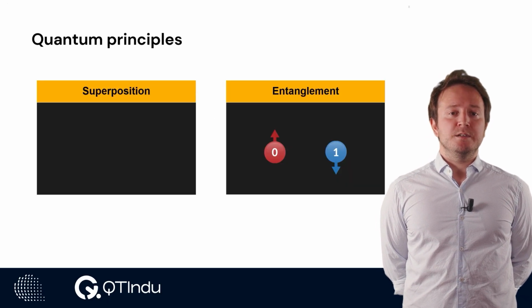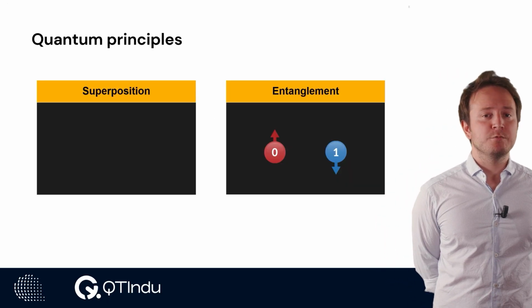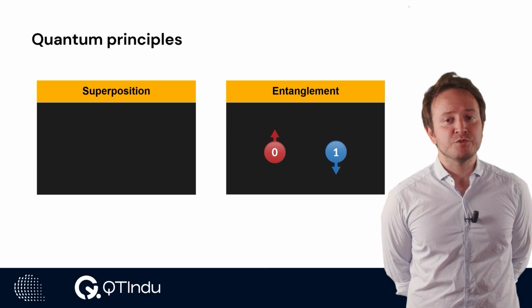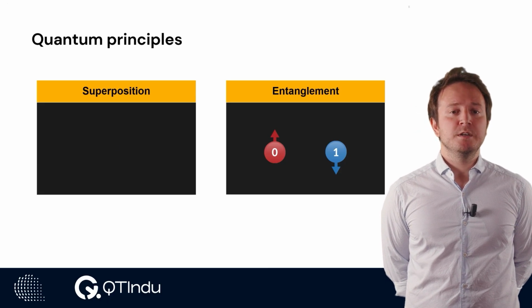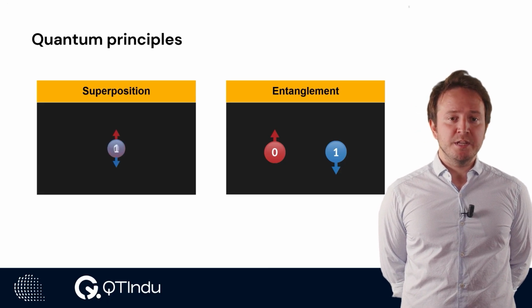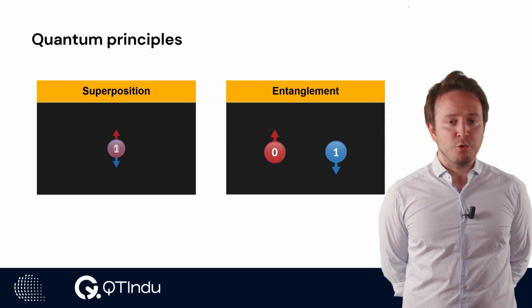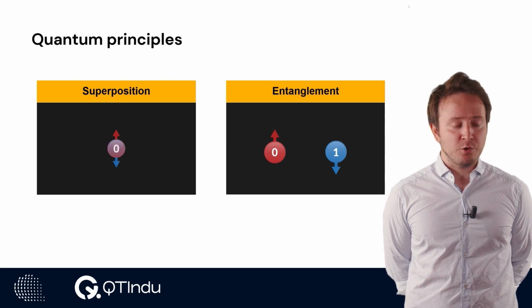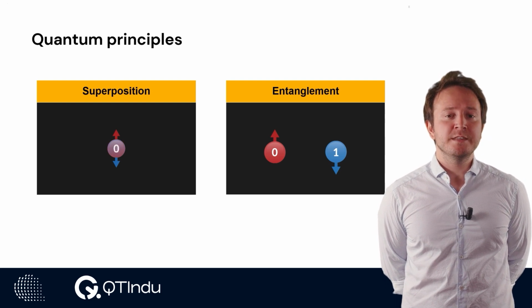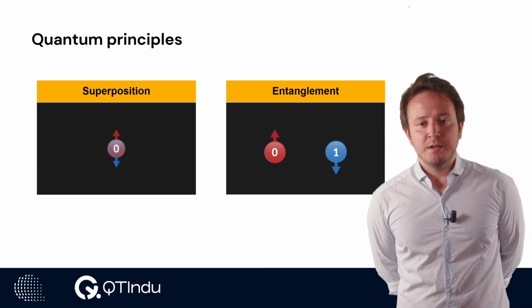Now, the main quantum principles behind the quantum computer are the principles of superposition and entanglement. By superposition, we mean what I essentially meant before, that a qubit state does not only take the value of 0 or 1, but can take anything in between.